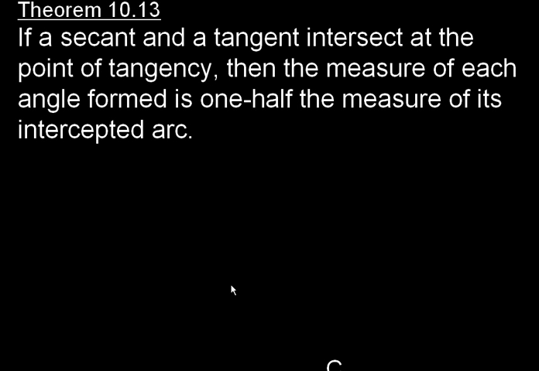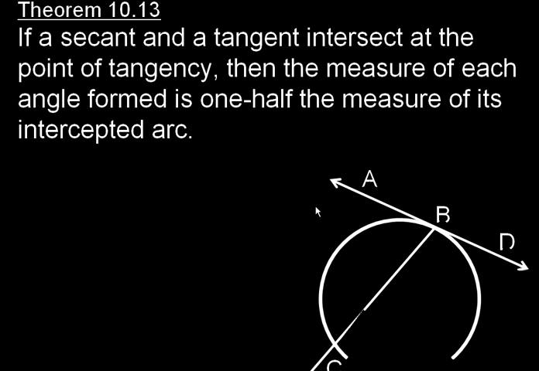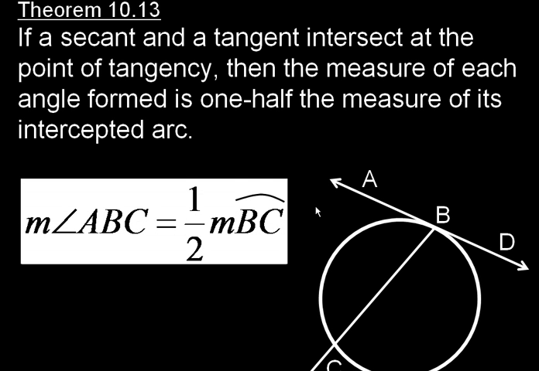Theorem 10.13, if a secant and a tangent intersect at the point of tangency, then the measure of each angle formed is 1/2 the measure of its intercepted arc. Okay, so let's see what we're talking about here. So here we have a secant and a tangent. Secant is CB, tangent is ABD or just AD, and the point of tangency is right here at point B.